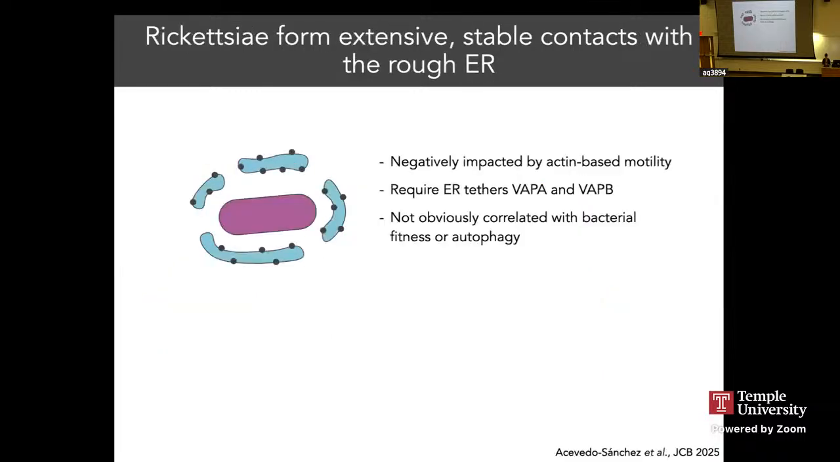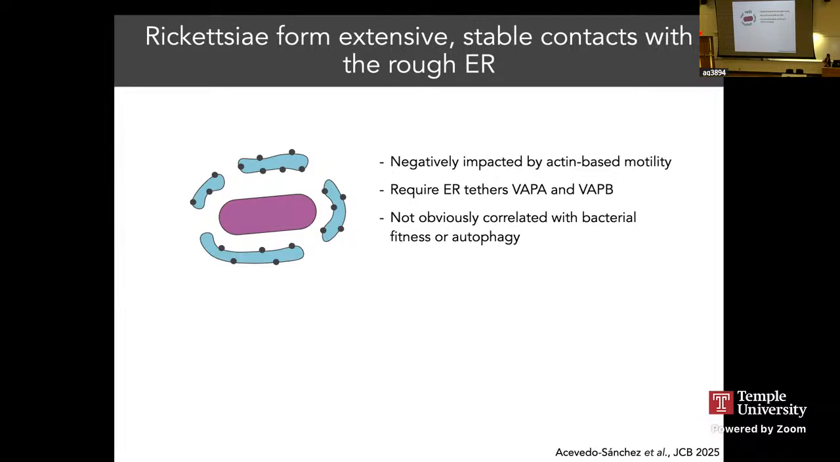So we still don't know why these are happening, and I'm sure this is something you all want to know too. We understand some aspects of this interaction. It's, first of all, the first example, as far as we can tell, of a direct interaction between the rough ER and a bacterial surface, sort of bacteria mimicking one of these membrane contact sites in the cell biology field. It seems to be negatively impacted by their motility. So if the pathogen can't move, we see more of these.